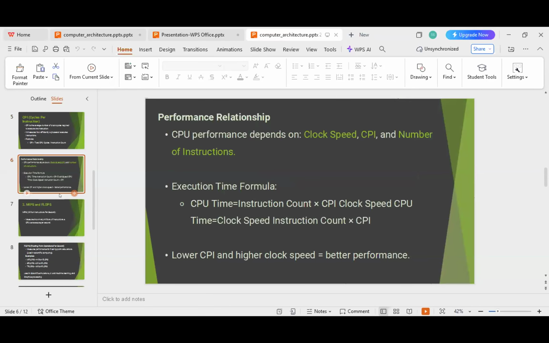So let's look at the relationship between the clock speed, the CPI, and the number of instructions. Performance depends on clock speed, the CPI, and the number of instructions. So the CPU performance mostly depends on these three things. We have the execution time formula, which is CPU time is equal to instruction count times CPI over clock speed.